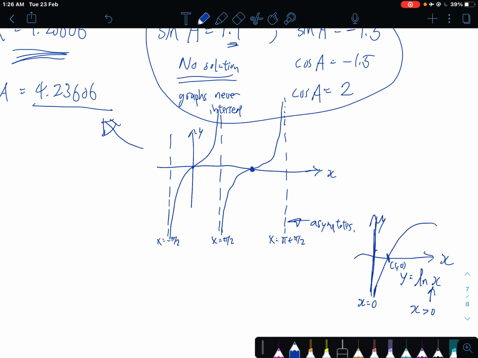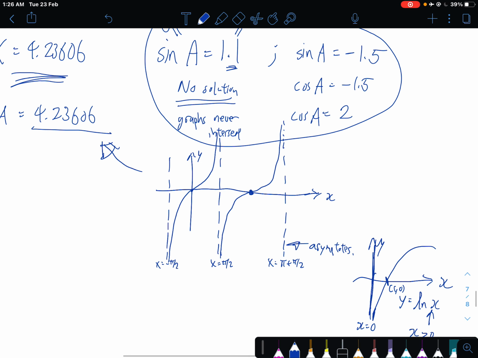Same thing here for the tangent curve. You also have asymptotes at x equals negative pi by 2 and positive pi by 2, and everything basically plus some pi. From pi by 2, you get plus pi, and then plus or minus multiples of pi. Those are your asymptotes for your tangent.